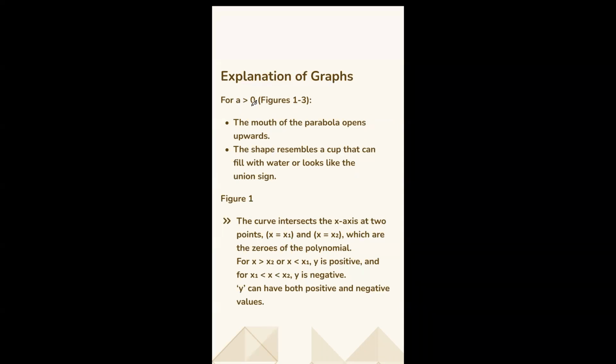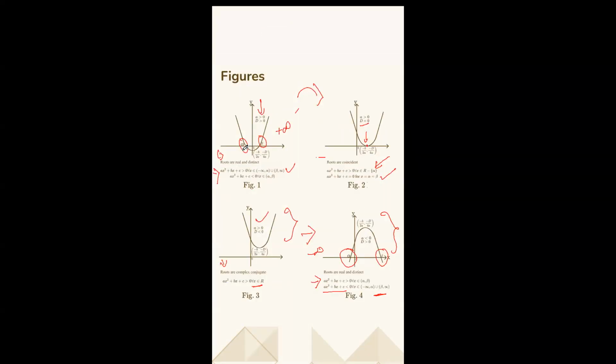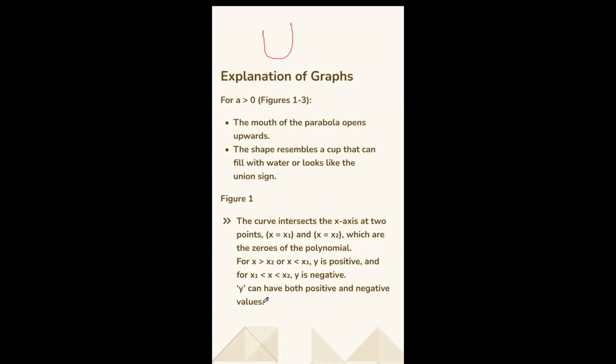You can see these are the explanations that I have written here point-wise. If a is greater than 0, the mouth of the parabola opens upward, an upward facing parabola. This shape resembles a cup that can hold water, or looks like the union sign. Here it intersects at 2 points, x equals x1 and x equals x2. These are the zeros of the parabola. If we go back to the first figure, this is alpha and this is beta. All the points between alpha to beta are on the negative y side, and all the points from minus infinity to alpha and from beta to infinity are on the positive y side. That is what is written here.